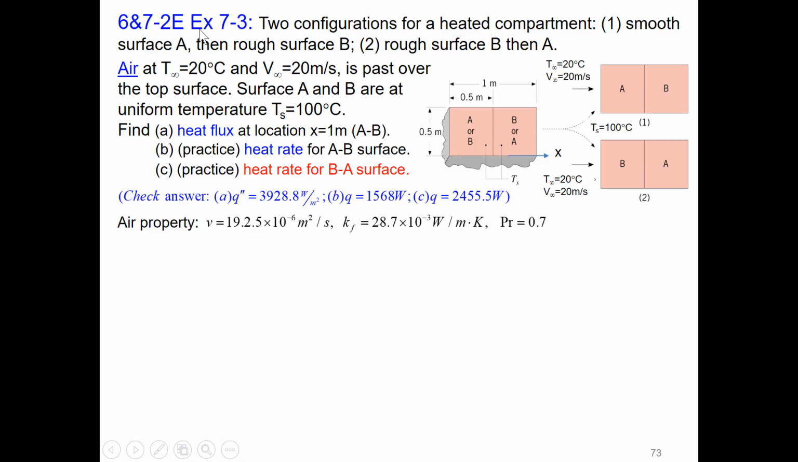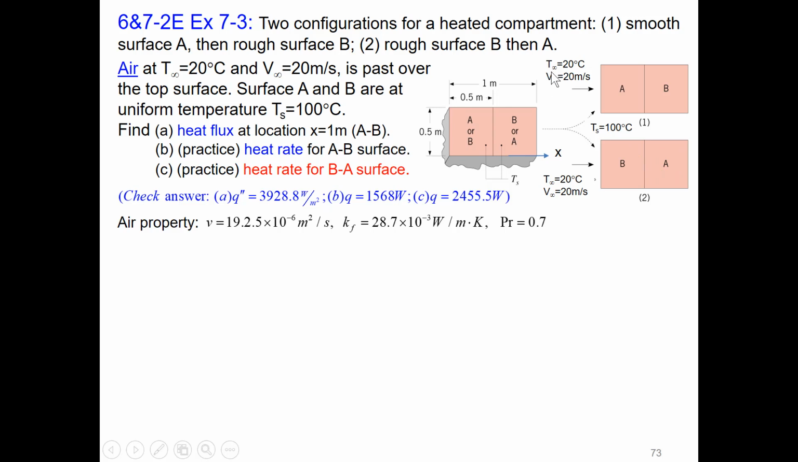Next, let's do a bonus example E, example 7-3. There are 2 configurations, 1 and 2, for a heated compartment. Configuration 1 is made of smooth surface A first, followed by rough surface B. Configuration 2 is made of rough surface B first, followed by the smooth surface A.